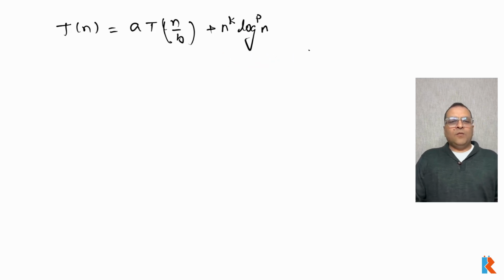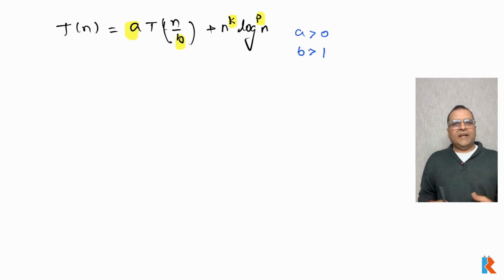In this case, there are four constants: a, b, k, and p. What can we say about these constants? a has to be greater than 0. In this case, b cannot be 1, because if b is 1, then we are not reducing. So b has to be greater than 1. And both k and p can be any integers. So k can be negative also, which means 1 by n, and p can be negative also, which means 1 divided by log n. To solve this recurrence, you need to find two numbers.